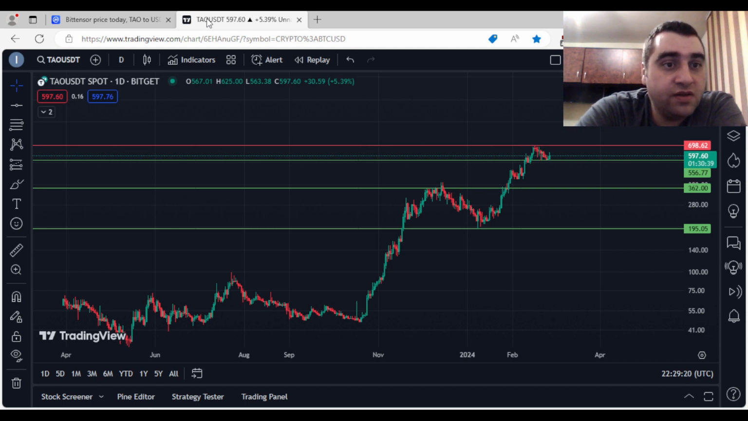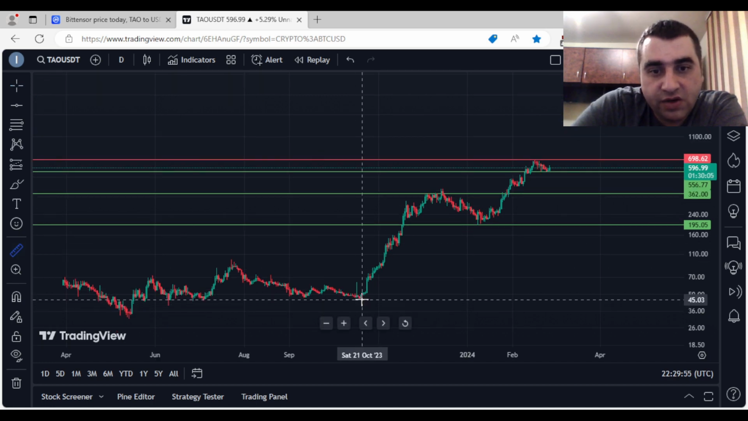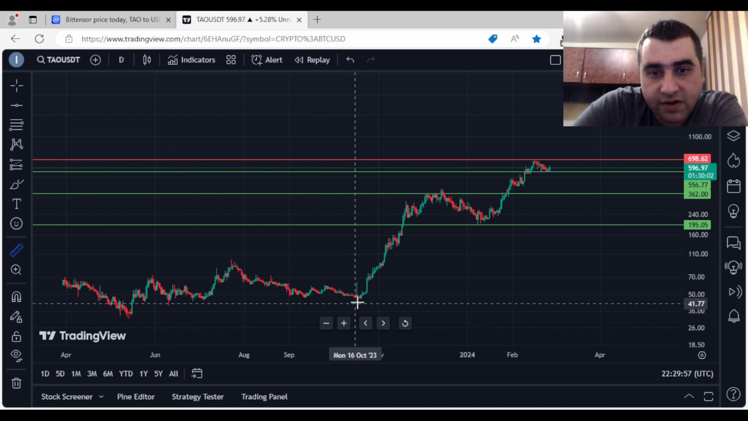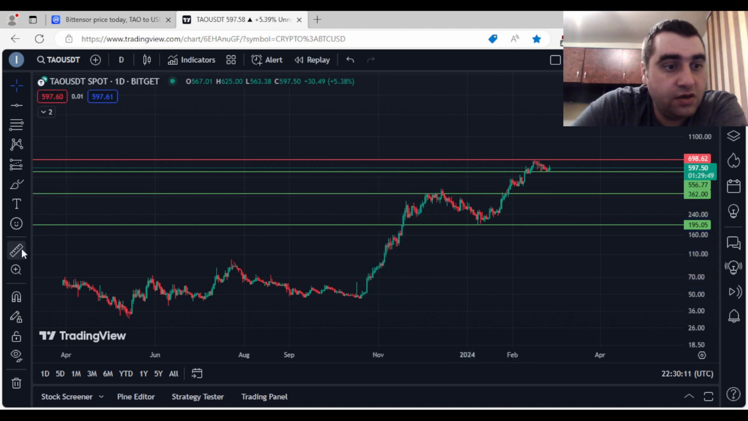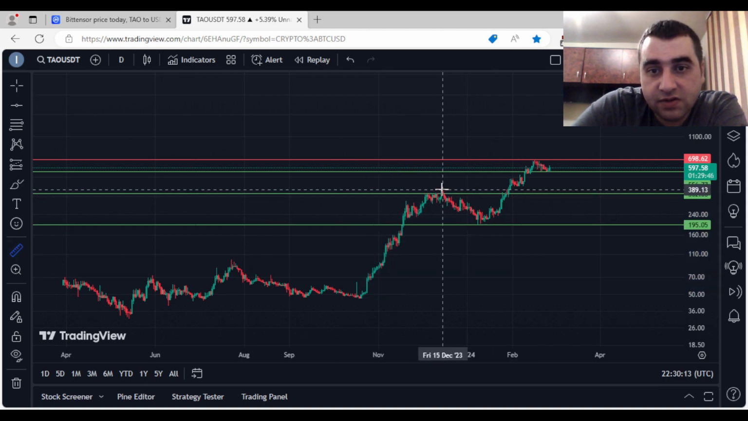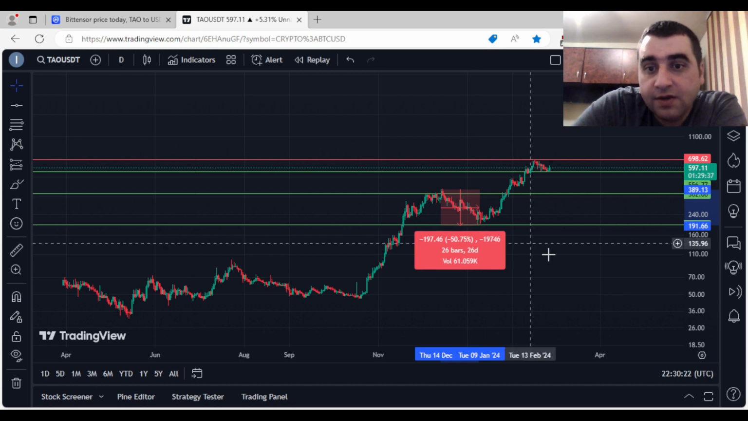We have on TradingView TAO paired with USDT, Tether, at spot at 1 day, and the chart is from Bitget. As you can see, we have high volatility of price, and we can take some measurements. Let's see, from this bottom to the top, it is about 755% in 55 days. That's huge. And also we have a decrease from this top to this bottom of about minus 50% in about 26 days.